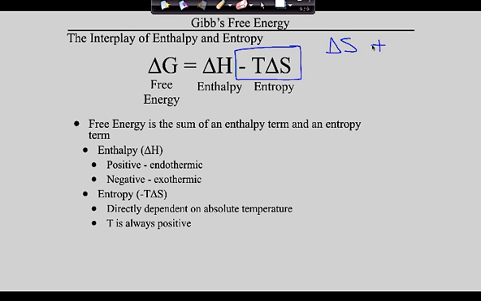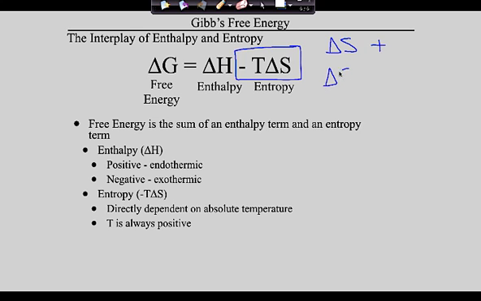And let's talk about it. What does positive delta S mean? What's happening to entropy? It's going up, right? So if delta S is positive, and if T is always positive, what will then the value of the entire expression be? Negative. Well, and when we say the entire expression, we mean the entropy expression. So if delta S is positive, our entropy term becomes negative.